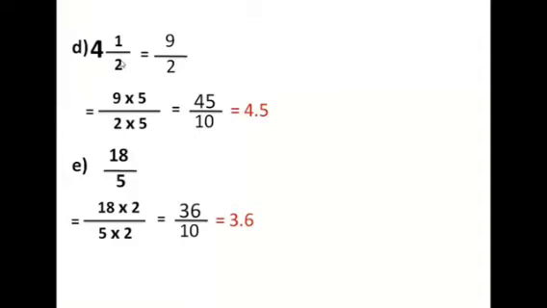D, it was 4 1 by 2. So if you convert it into improper fraction, it will be 9 by 2. As in the denominator it is 2, so you have to multiply by 5 in the numerator and the denominator. So it has become 45 by 10. So in decimals it will be 4.5. E, it is 18 by 5. As in the denominator it is 5, you have to multiply by 2 in the numerator and the denominator. So the fraction has become 36 by 10. So in decimals it will be 3.6.